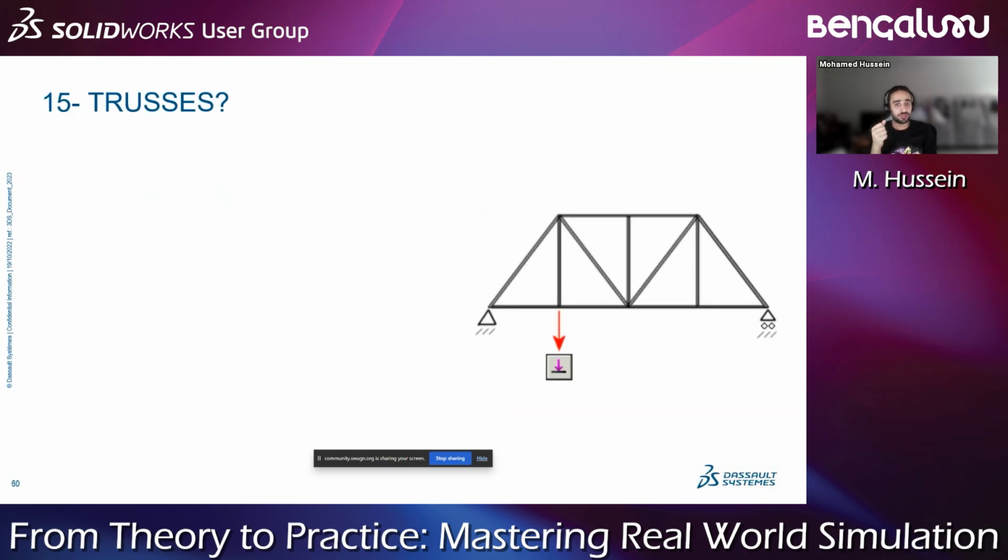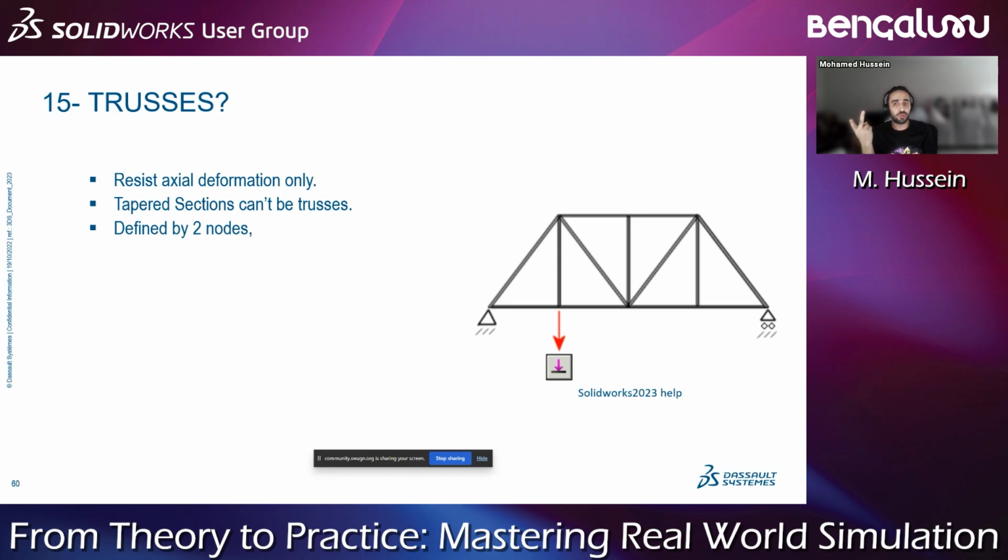Trusses, like the one you can see right now, resist only axial deformation. Whenever you have tapered sections, you cannot consider them as trusses. A truss is defined only by two nodes, and for each node there are 3 degrees of freedom. So it's defined only by two nodes.